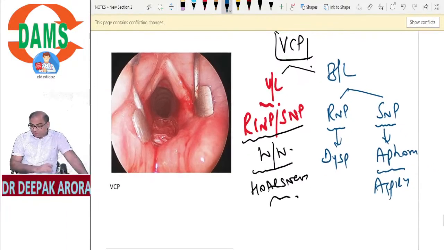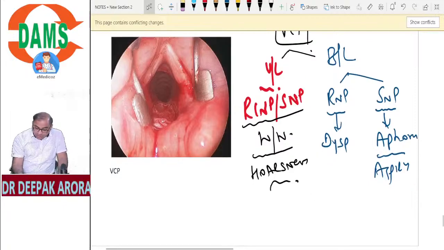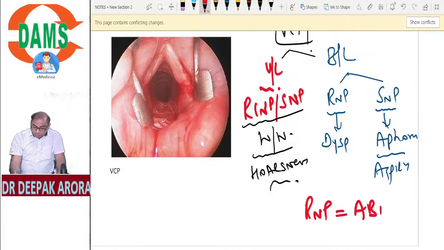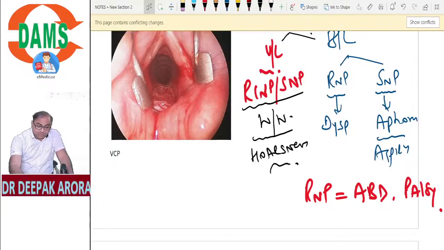Therefore, we go for surgical intervention, and then the examiner can confuse you by writing bilateral recurrent nerve palsy. In bilateral recurrent nerve palsy, the vocal cords are in the midline. Because the vocal cords are in the midline, any student who can write what is the other name of bilateral recurrent nerve palsy? We use the word abductor palsy. Just remember this point, ABD, abductor palsy. Done. Is this clear? Abductor palsy. Is this clear, beta?